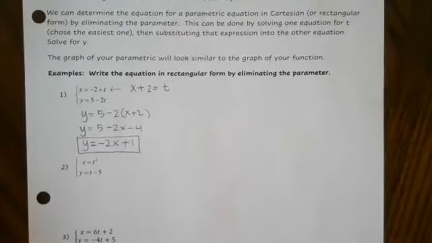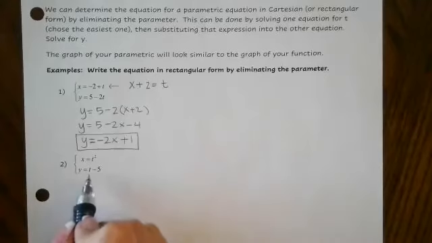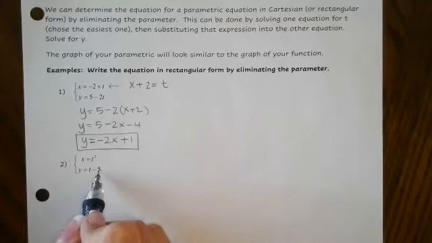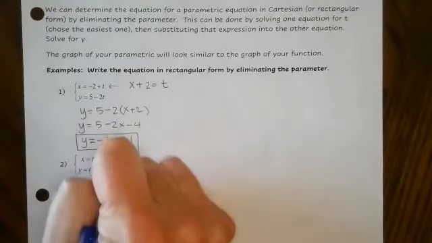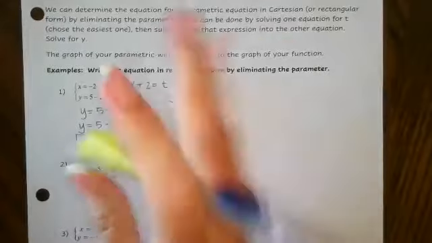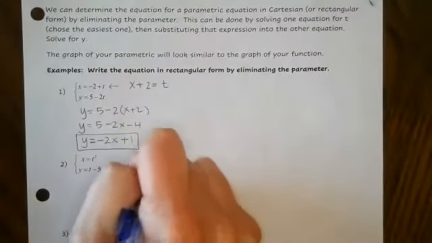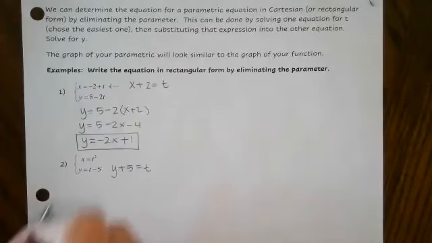All right, let's try another one. For our next one here, we've got y equals t minus 5. So in this case, that's the easier one to solve. All I need to do is add 5. So we get y plus 5 is equal to t. And now we can do our substitution.